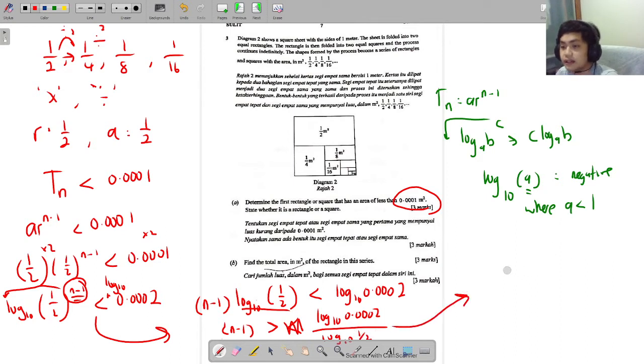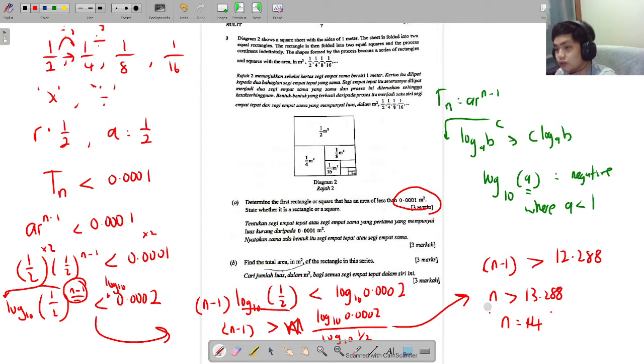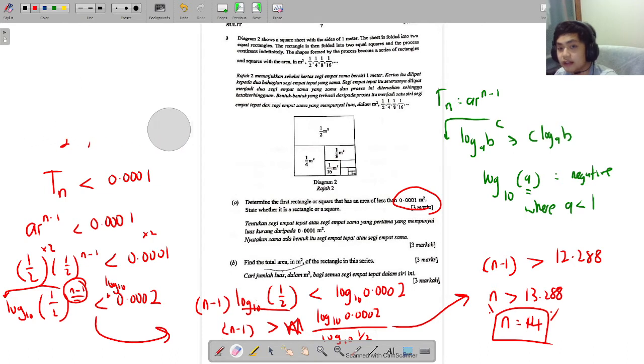Right? So it is n minus 1 greater than log 0.0002 divided by log 0.5. So it's n minus 1 greater than 12.288. So n is greater than 13.288. Therefore, we know that n is equal to 14. So we know that n equals 14 in this case, where the first rectangle or square that has this area.